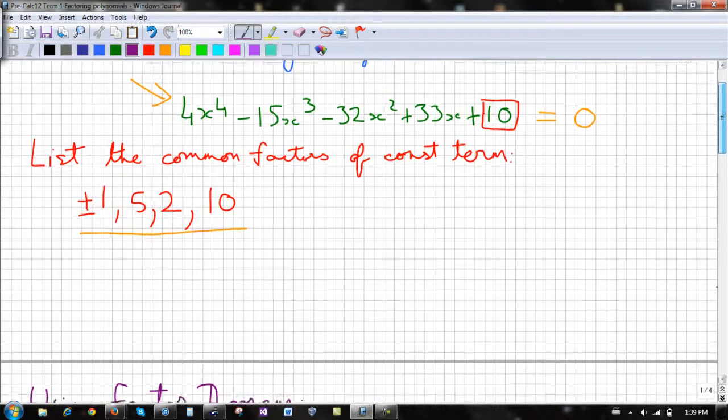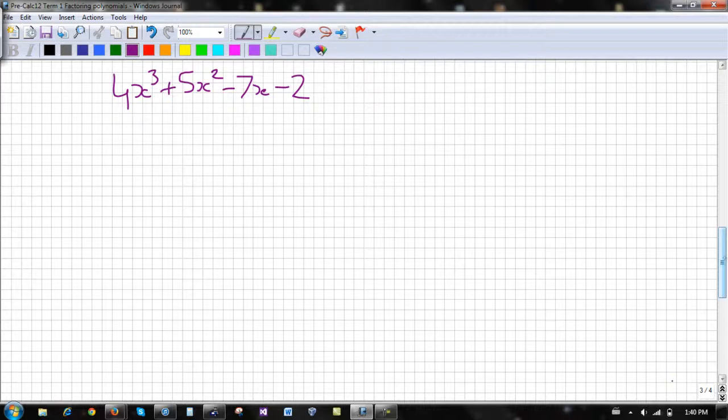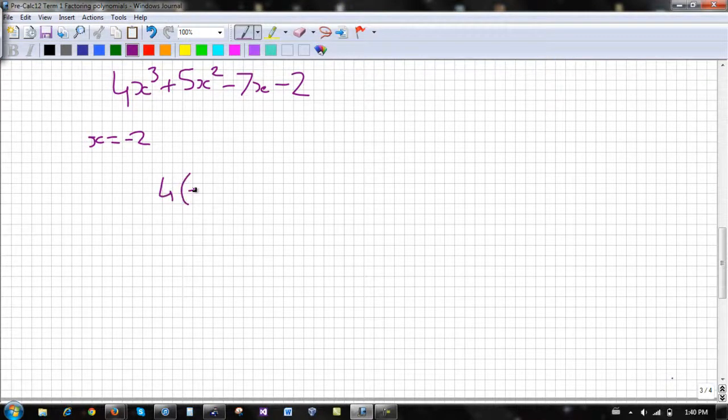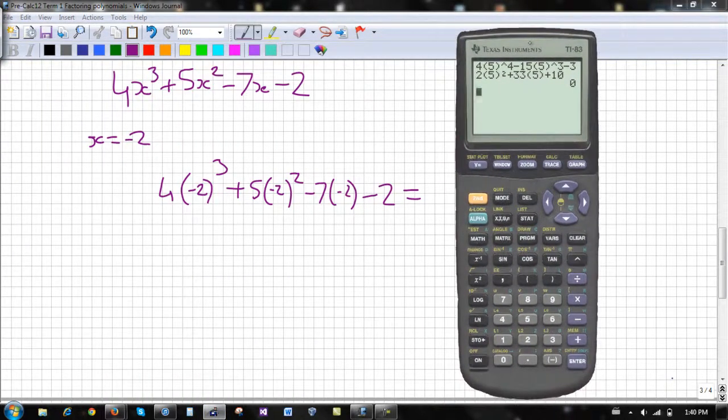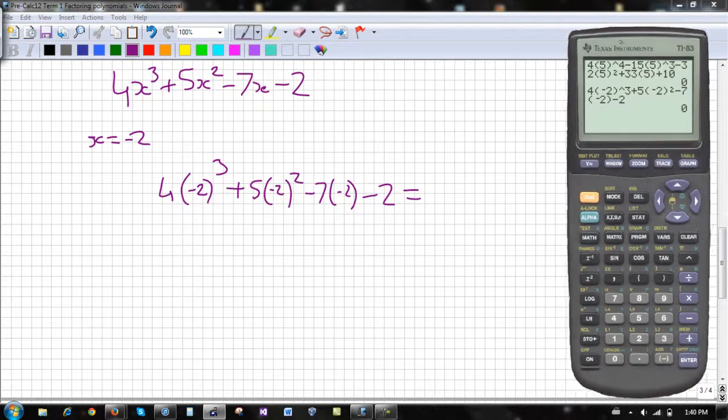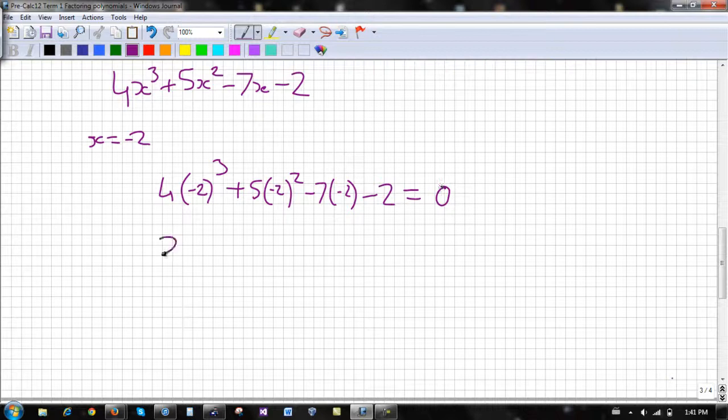Now we go through the same process again of finding a common factor of the constant term. So a common factor of negative 2, let's try negative 2. So we set x equal to negative 2. Then we have 4 negative 2 to the power of 3 plus 5 negative 2 to the power of 2 minus 7 negative 2 minus 2. Now if it is a factor, it should equal 0. So let's plug it into our calculator. Great. So now we know that x plus 2 is a factor.